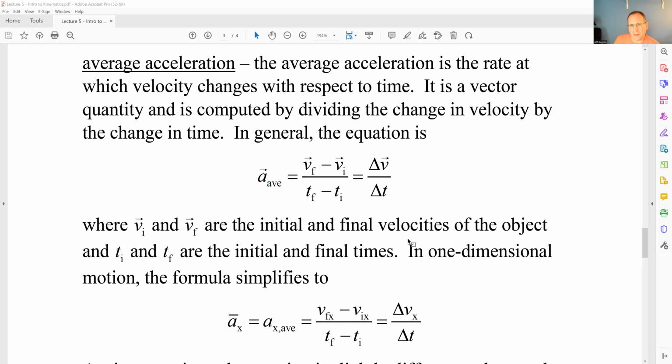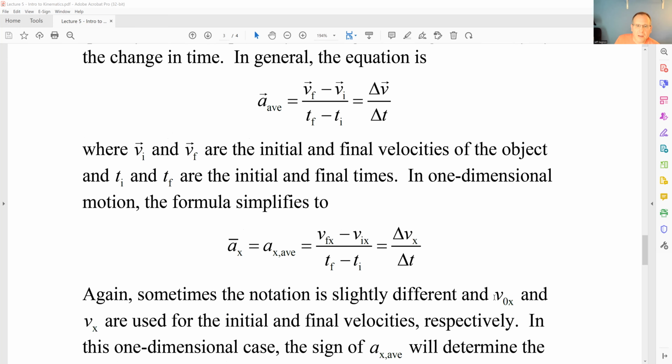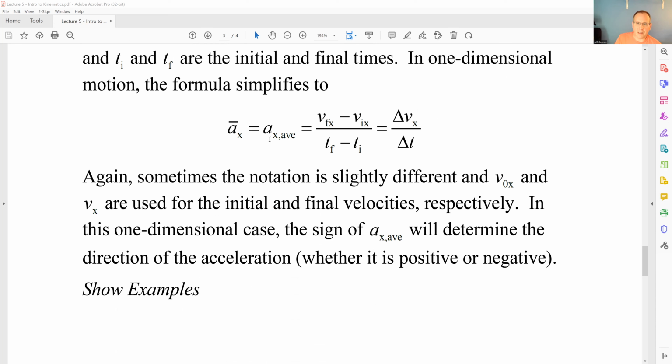Now, again, we're going to be mostly working in one dimension. So in one dimension, let's say along the x-axis, this equation simplifies a little bit. So now the average acceleration in the x direction is equal to the final velocity in the x direction minus the initial velocity in the x direction, which we can write as the change in velocity in the x direction divided by the change in time, right? Divided by the time interval.